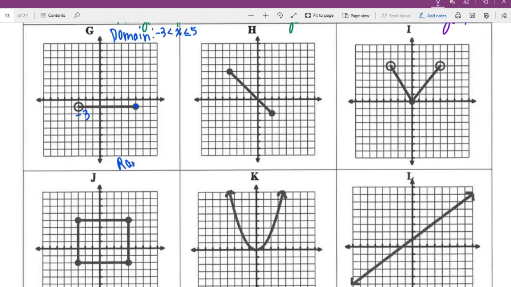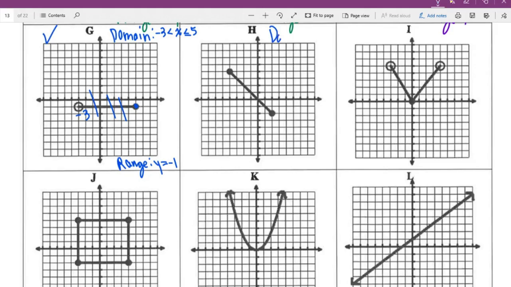For the range, we see that it's stuck. It's stuck at -1. So y is simply equal to -1. This graph passes the vertical line test, so it is a function.